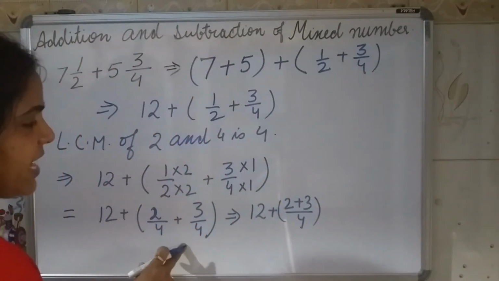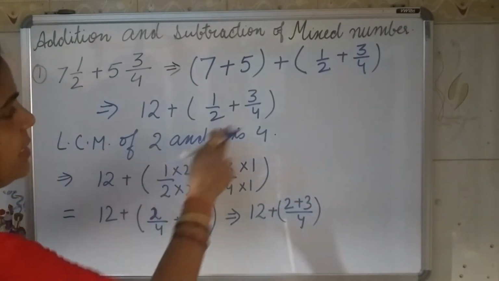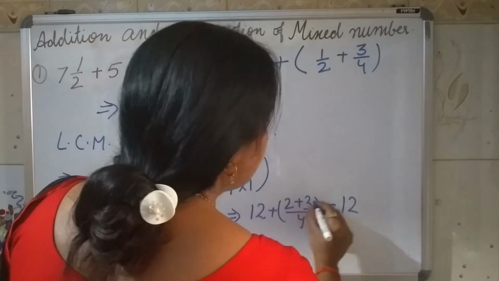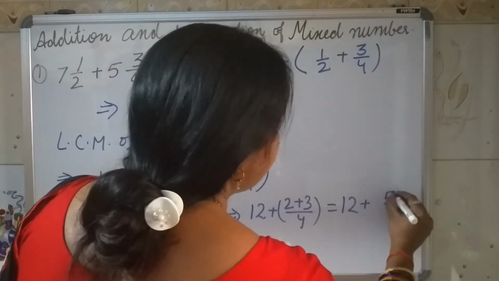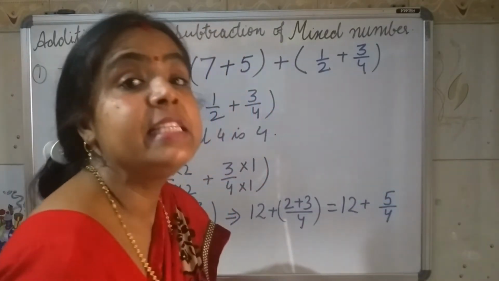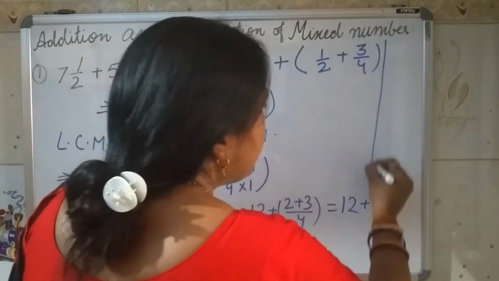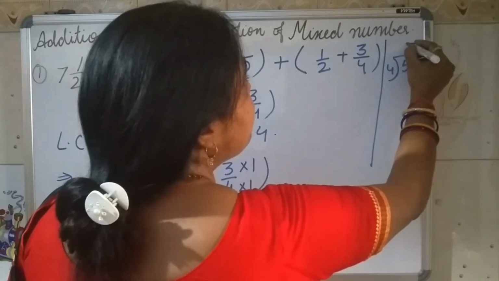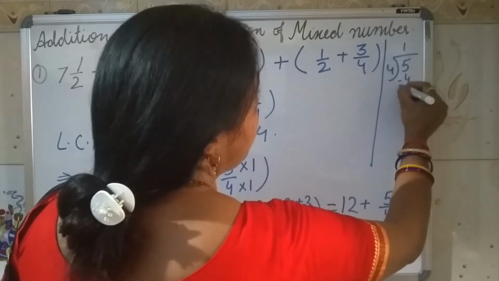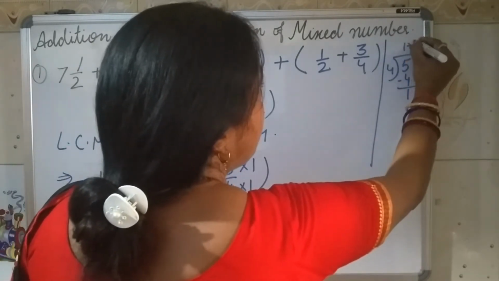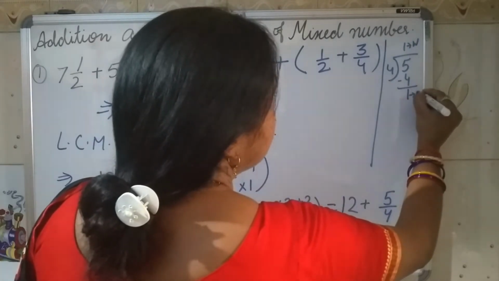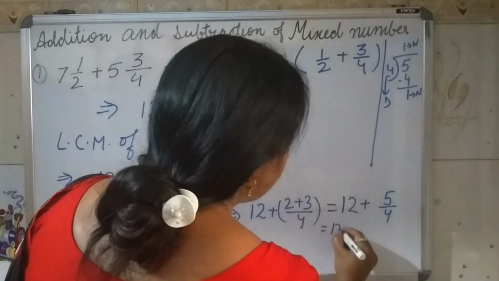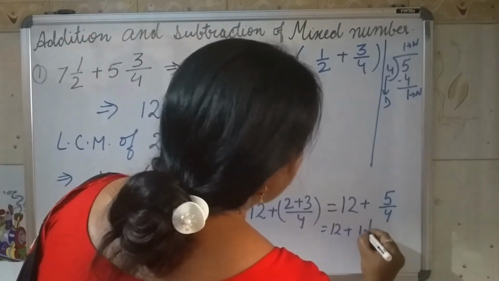Okay, this is the fractional part, so I am writing all the fractional part in a bracket. Now, this is 12 plus 2 plus 3 is 5 by 4. Now, 5 by 4 is an improper fraction. So, make a rough column here and divide 5 by 4. 4 ones are 4, remainder 1. So, this is the whole number, this is the numerator and this is the denominator. So, this will be 12 plus 1 whole 1 by 4.